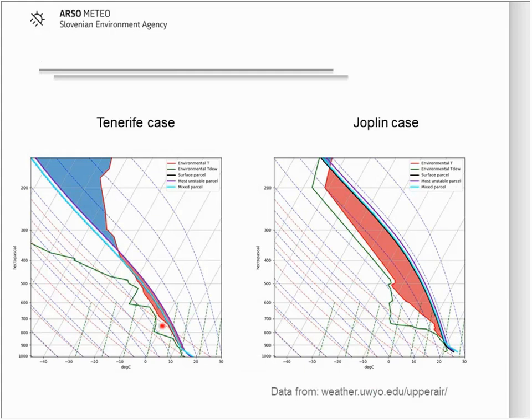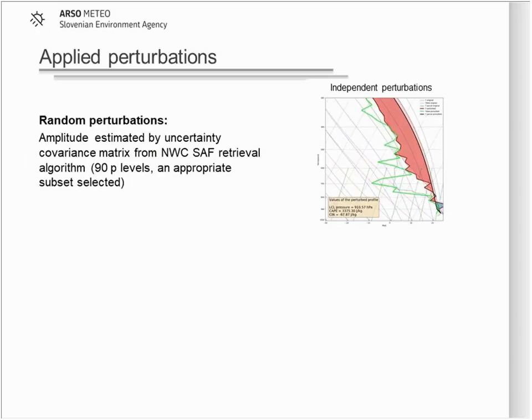Now the difference here is that when we calculate all these parcels and calculate CAPE, we see that these CAPE profiles are very different. We have about 600 joules per kilogram CAPE here, and we have around 4,000 joules per kilogram here. And it's just two very different profiles, but we're going to perturb these profiles to see how they behave. When we do the Monte Carlo method, we have to apply random perturbations to our profiles.